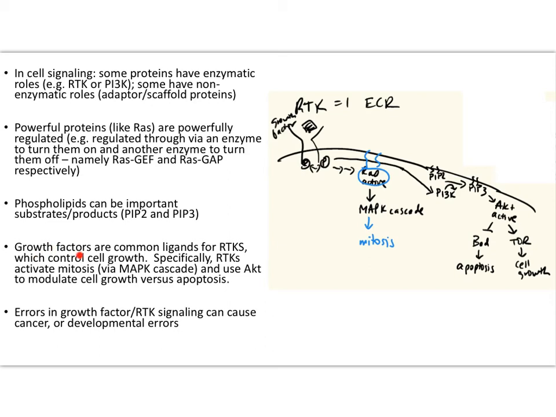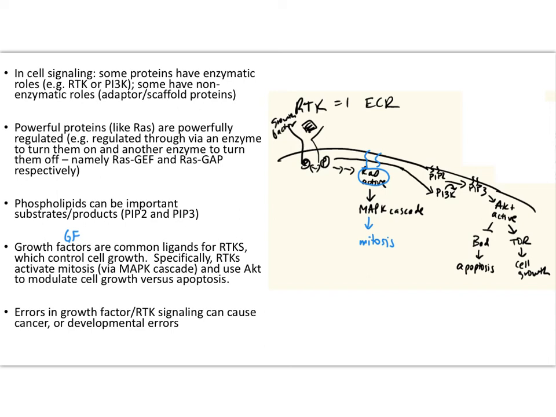Also note that growth factors are common ligands for receptor tyrosine kinases, and growth factors, just like their name sounds, will control cell growth. We've heard about a lot of different types of growth factors, like epidermal growth factor, abbreviated EGF. Also, sometimes you might hear about nerve growth factor, NGF, or fibroblast growth factor, FGF. So just pay attention to this GF and know that growth factors are typically going to correspond to receptor tyrosine kinases.